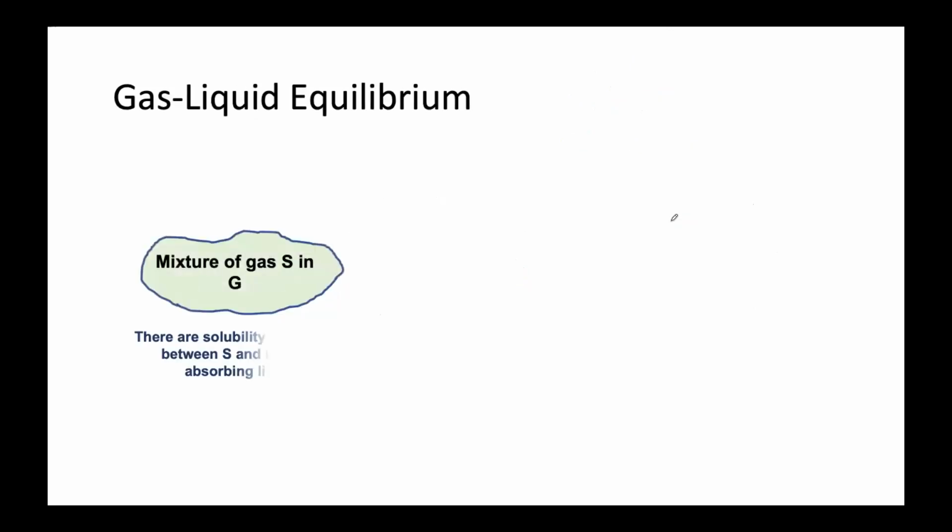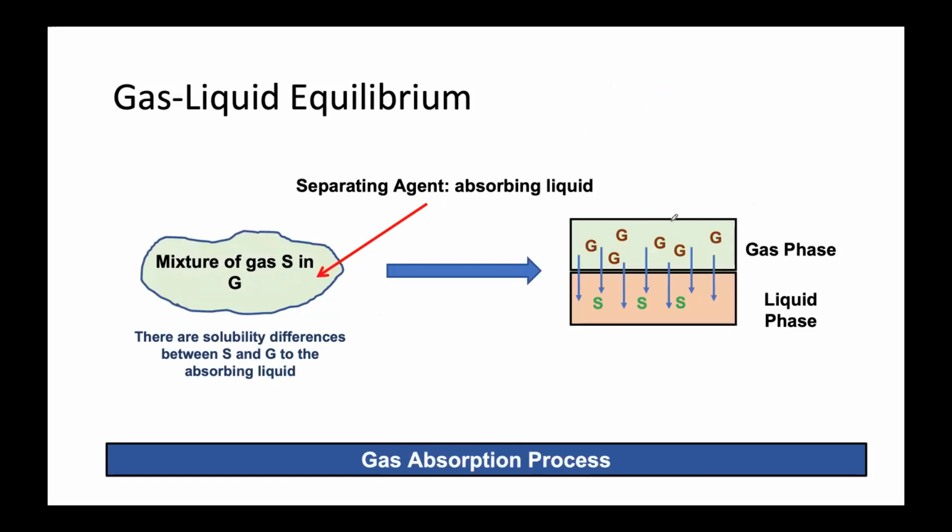Another example is gas absorption, for example with the CO2 in natural gas that I explained before. If we have a gas mixture, gas S in G, and we have a solubility difference. Solubility means the gas can be soluble in a type of liquid. For example, CO2 can be dissolved in Coca-Cola, in a Coke.